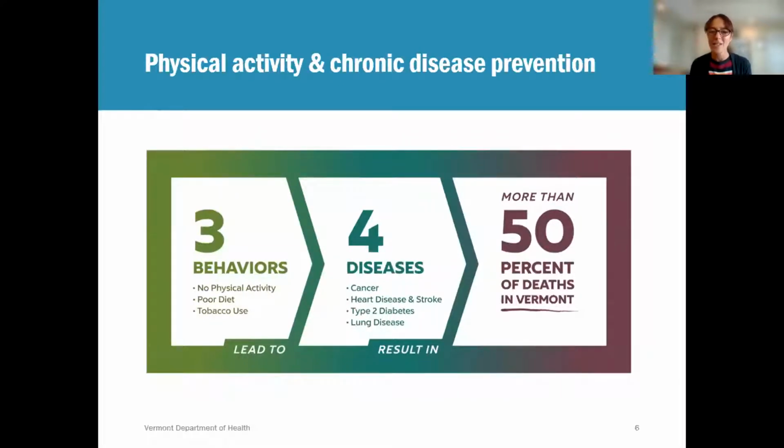I think Ann touched on this with physical activity and its role with chronic disease prevention. My division, Health Promotion and Disease Prevention, is organized around this slogan, where we talk about 3 behaviors: no physical activity, poor diet, and tobacco use lead to 4 diseases: cancer, heart disease and stroke, type 2 diabetes, and lung disease, that result in more than 50% of all deaths in Vermont. If you break that down by special populations, rural, BIPOC, people living with disabilities, that percent gets much higher. So a lot of our work is trying to focus on special populations or more rural communities around the state and trying to reach people who struggle even more than the general population.